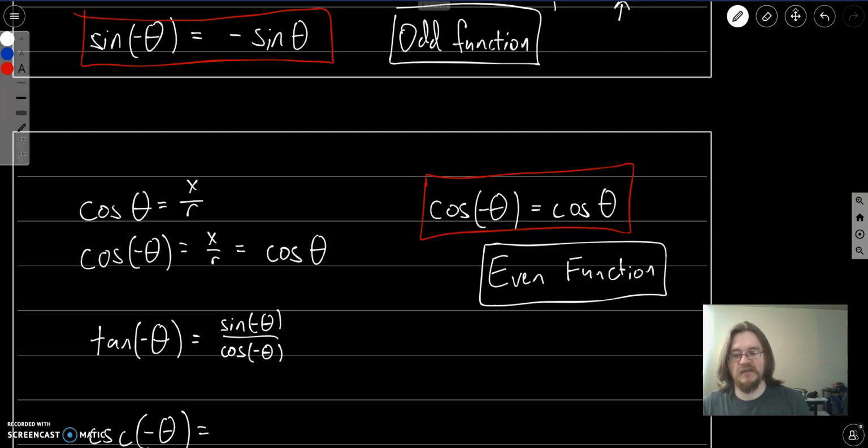So the tangent of negative theta is the sine of negative theta divided by the cosine of negative theta. And we just learned that sine of negative theta is negative sine theta, so I can pull that negative sine out. The cosine of a negative angle is just the cosine of that angle. And now look, I have sine divided by cosine with a negative sign out front.